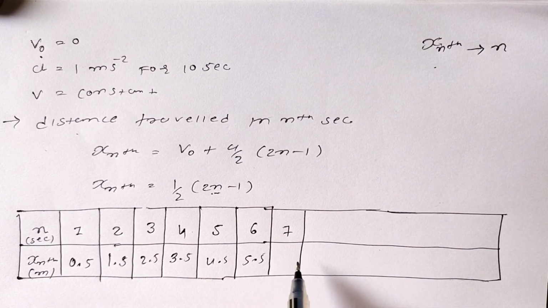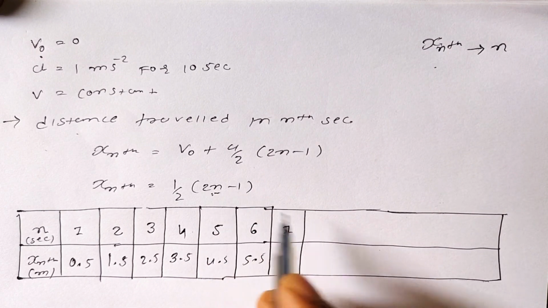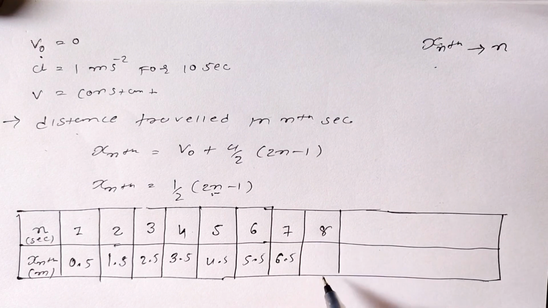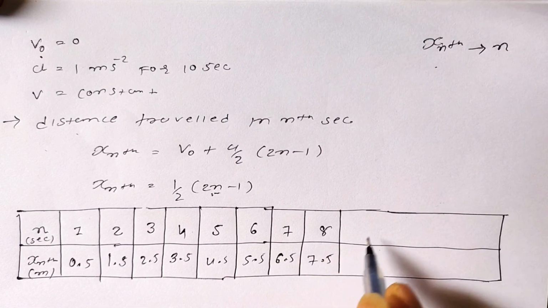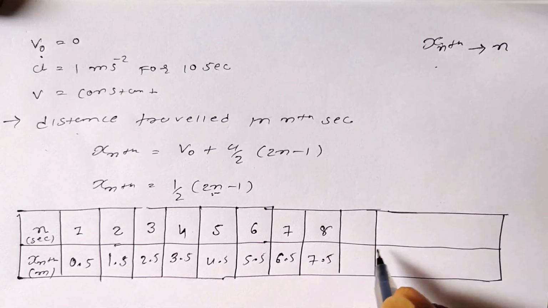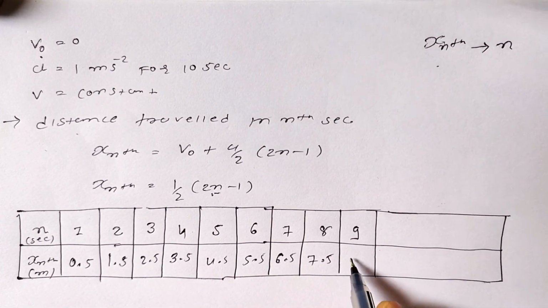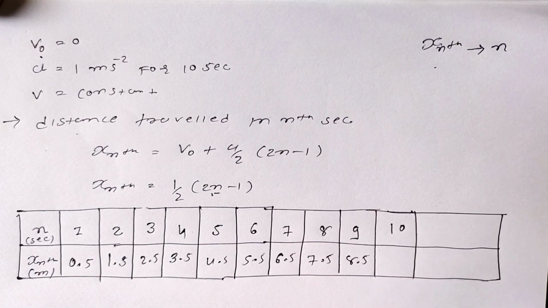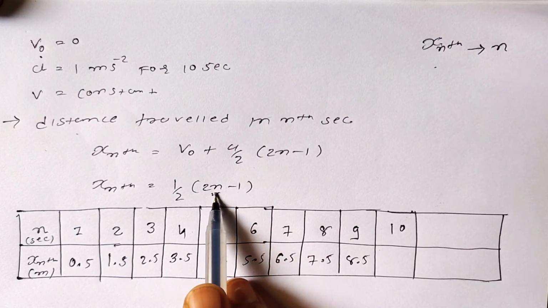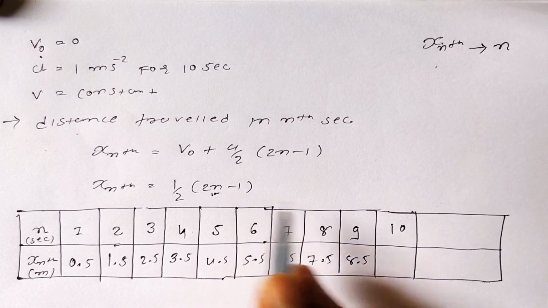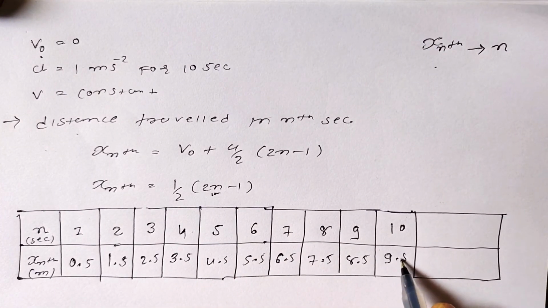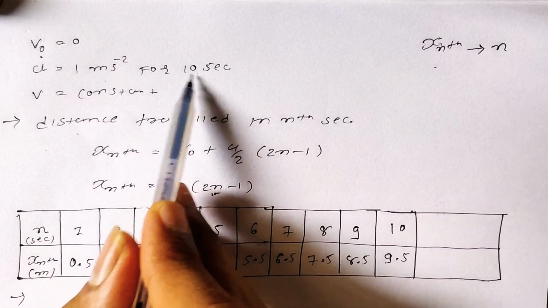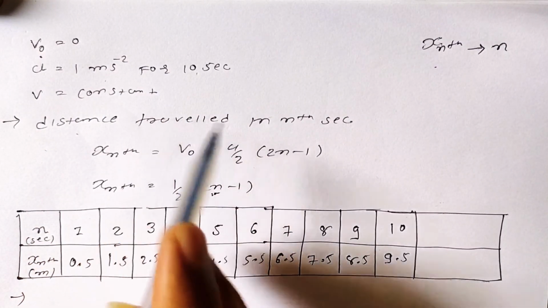At n equal to 7, by putting the value of n, 7, over here, we will get 6.5. At 8 second, we will get distance covered 7.5 meter. At 9th second, distance covered is 8.5, and exactly in 10th second, we get distance covered in 10th second is 9.5. After that, we know that it is accelerated for 10 seconds. After that, it moves with a constant velocity.